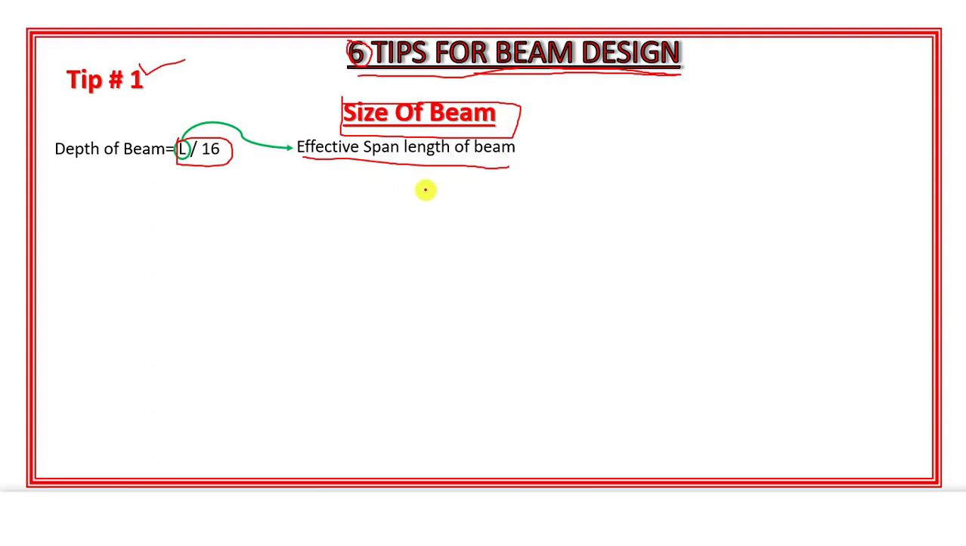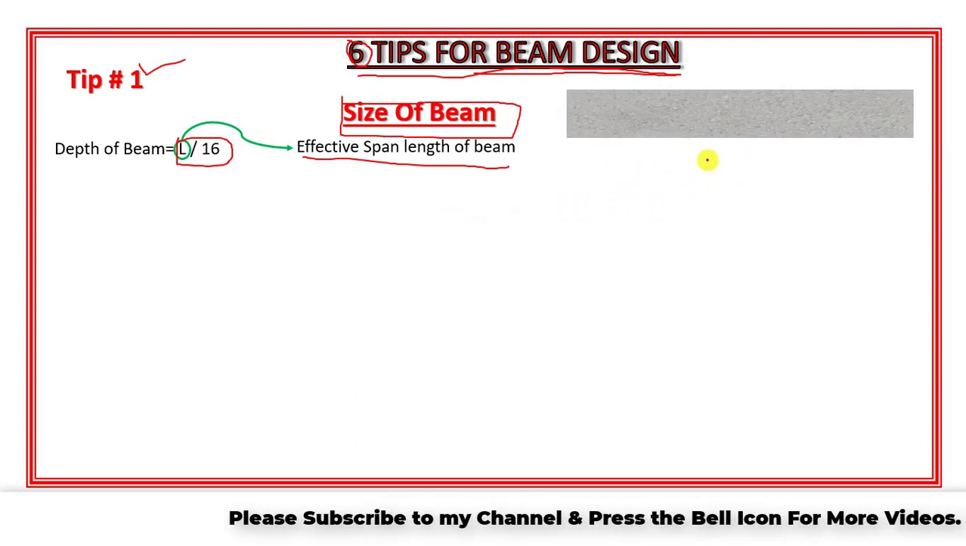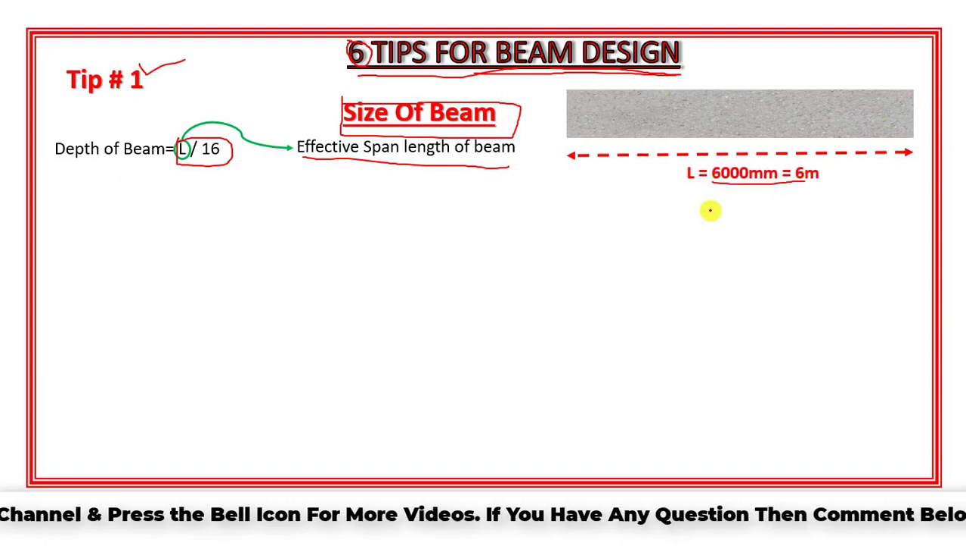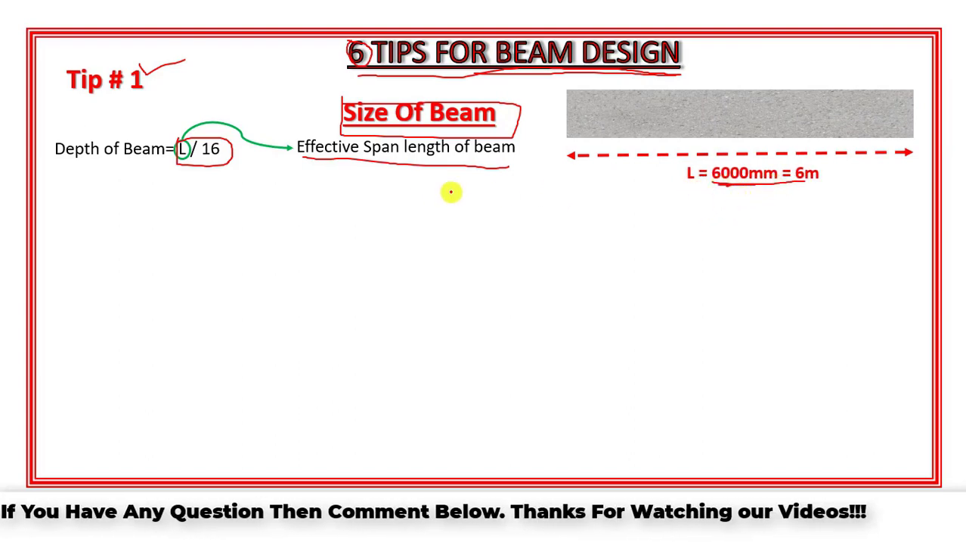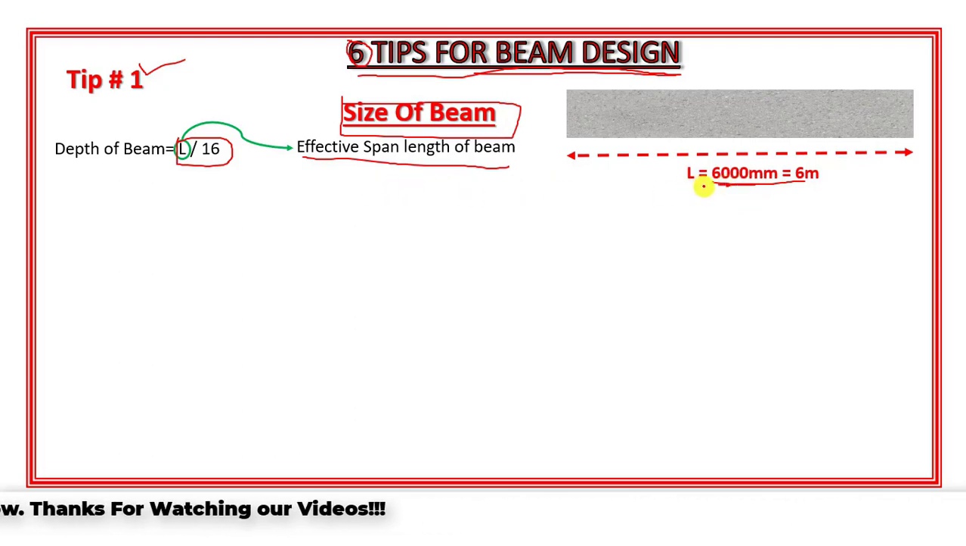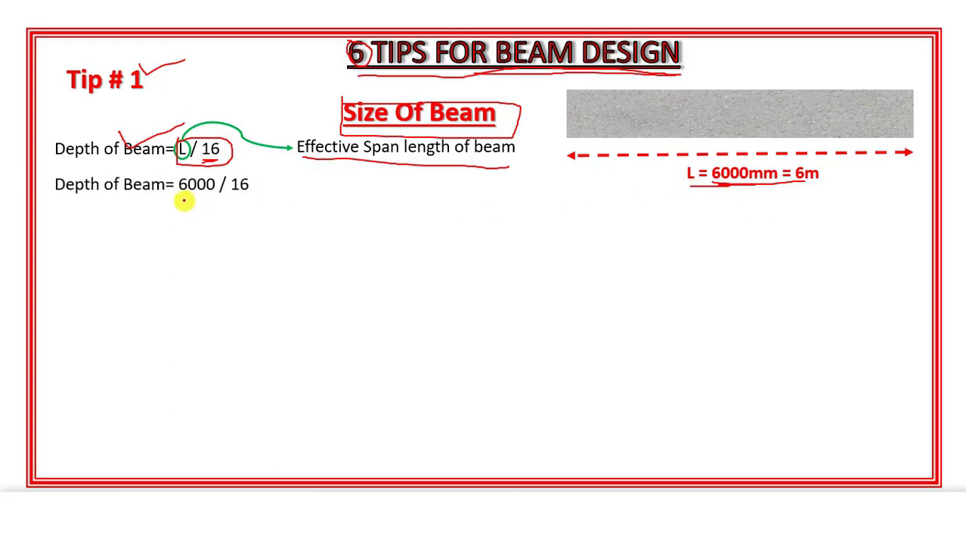Now let me take an example and show you how you can find out the depth of a beam. Let's say I have a beam and its effective span length is 6000 mm or 6 meter. In order to find out the depth for this beam, I will use the formula depth equal to L by 16. Here L is 6000 mm. So the depth of the beam is equal to 6000 divided by 16, and the depth for this particular beam will be equal to 375 mm, okay? So this is how you can easily find out the depth of the beam.